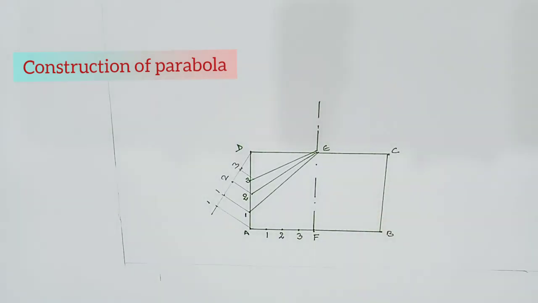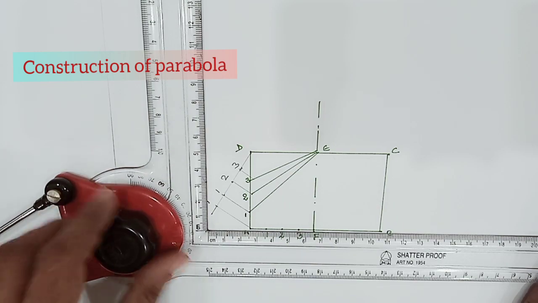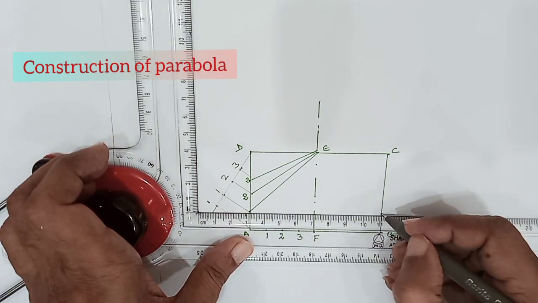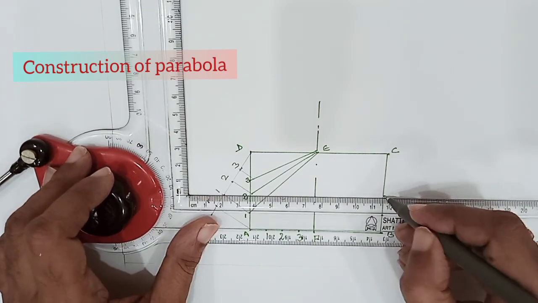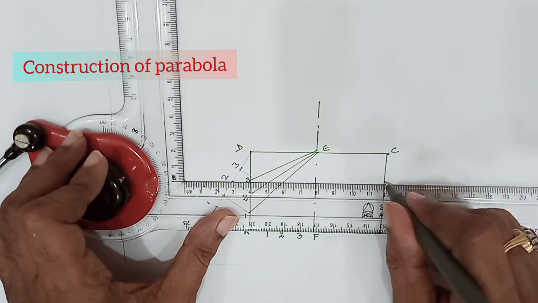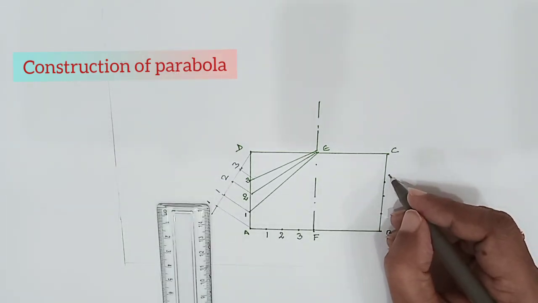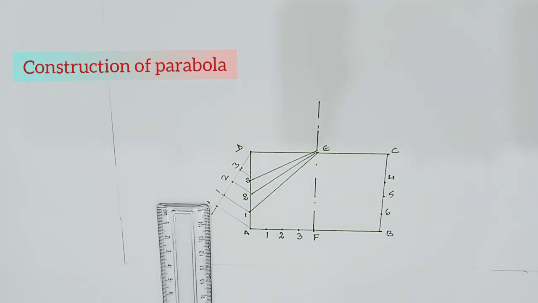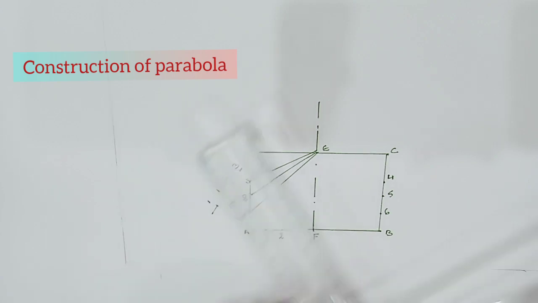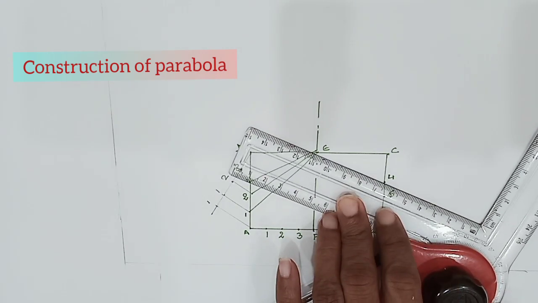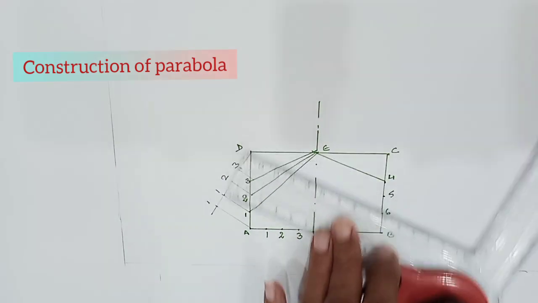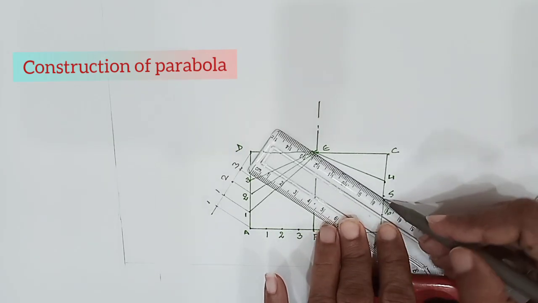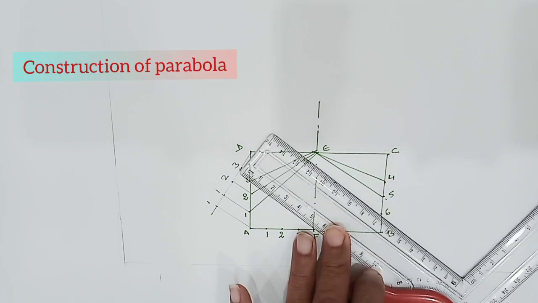Similarly, divide BC also into same number of divisions. Say 4, 5, 6. Then join E4, E5, E6.